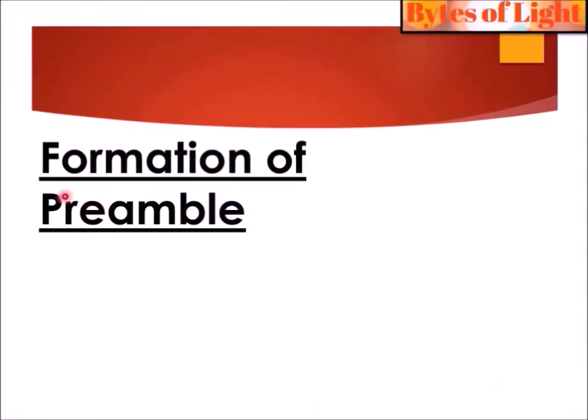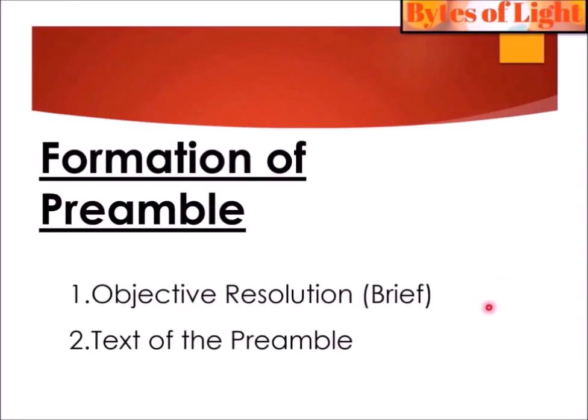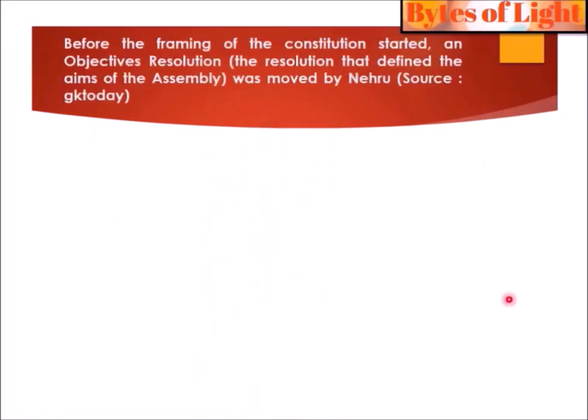That is in the part formation of preamble. We'll learn about objective resolutions in brief and also about the text of the preamble. Coming to the objective resolutions, before the framing of the Constitution had started, an objective resolution, that is the resolution that defined the aims of the Constituent Assembly, was moved by Nehru. Let's have a look at objective resolutions.